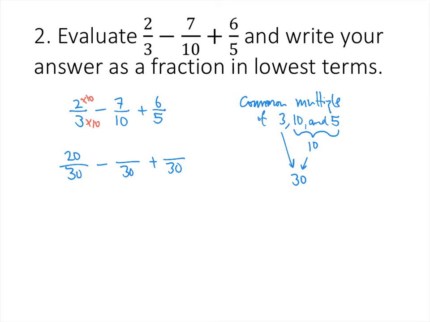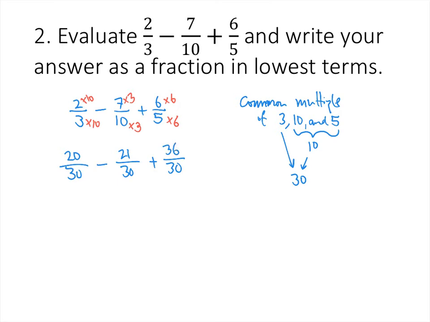Next, moving on to 7/10, we have to multiply by 3 on the bottom to turn that 10 into a 30. But if we multiply by 3 on the bottom, we have to multiply by 3 on the top. So now we have 21 over 30. And then finally, 6/5, we have to take the 5 on the bottom, multiply that by 6 to get 30. 5 times 6 is 30, but we have to multiply by 6 on the top as well. So that gives us 36 over 30.